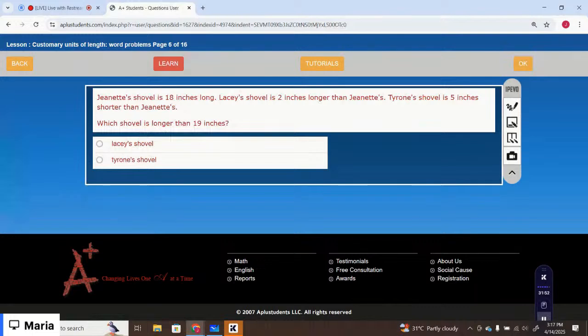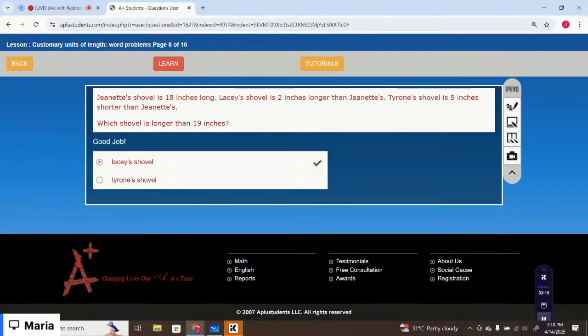Janet's shovel is 18 inches long. Lacey's shovel is 2 inches longer than Janet's. And Treno's shovel is 5 inches shorter than Janet's. Which shovel is longer than 19? Lacey's shovel is longer than 19 inches.